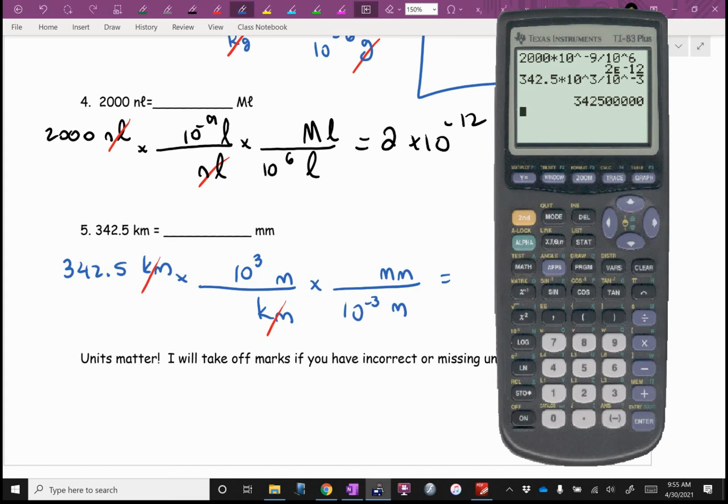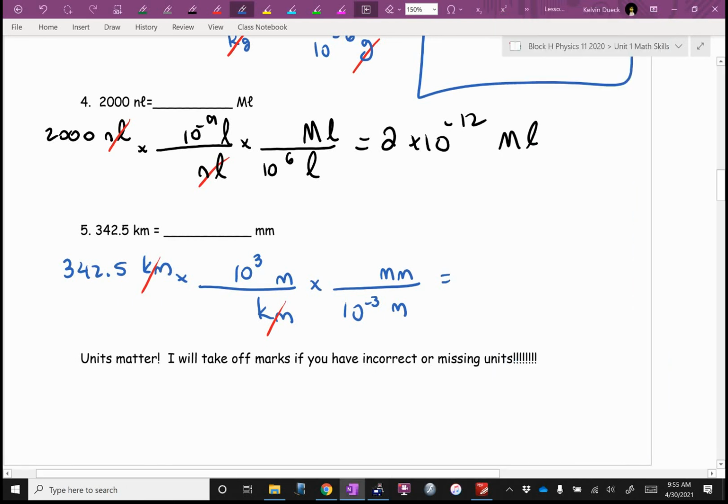I think it's going to be less writing to write that in scientific notation, and I'm comfortable doing scientific notation in my head, so I'm going to use scientific notation. 3.425 times 10 to the 1, 2, 3, 4, 5, 6, 7, 8. Units, millimeters. Units matter. I will always, on your tests and on your quizzes, on your final answer, take marks off if you have missing or incorrect units.